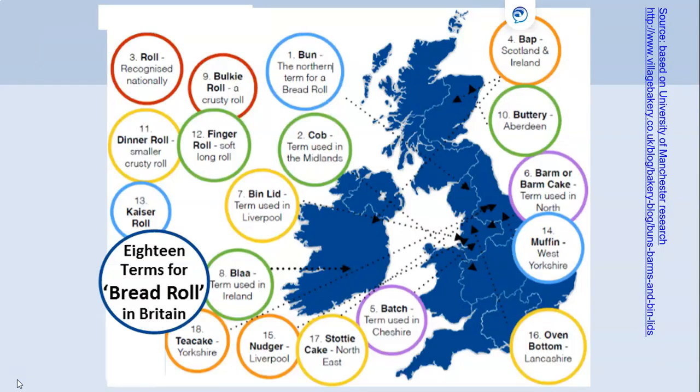It might surprise you to learn that there are at least 18 different ways of describing this food, and here are just a few. If we were to do a search just for buns, I would potentially miss out a lot of relevant information because I haven't used the correct keyword to describe my topic.